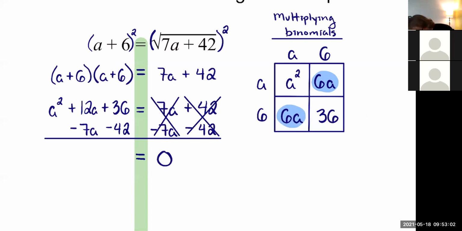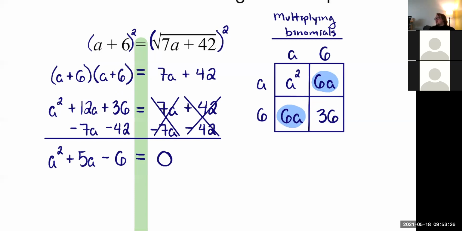On the left, did we touch the a squared? No. So we still have an a squared. 12a take away 7a will give us 5a. 36 take away 42 is -6. Looking good so far.